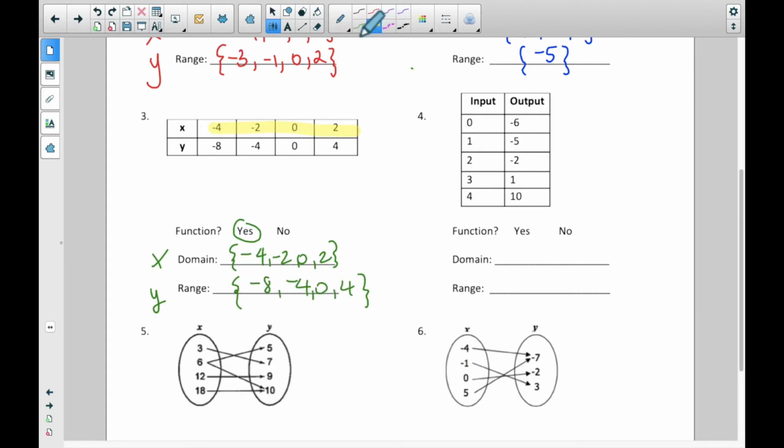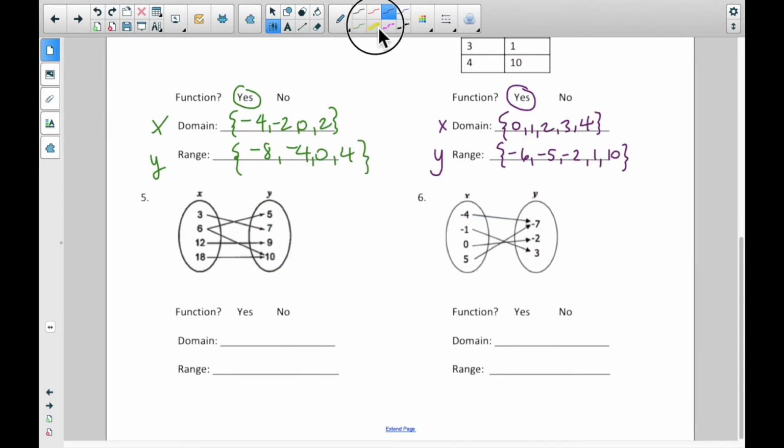All right, this next one, they're trying to kind of throw you off, but we can't be fooled. This is an x column. This is the y column. So again, we're looking for, are there any that repeat? And there are not, so this is a function. And we will list the domain or the x's, the range or the y's.